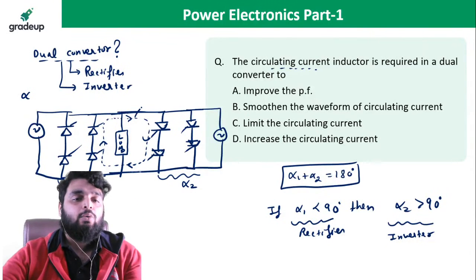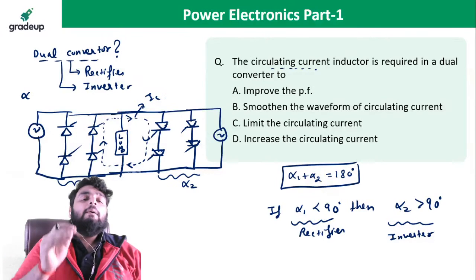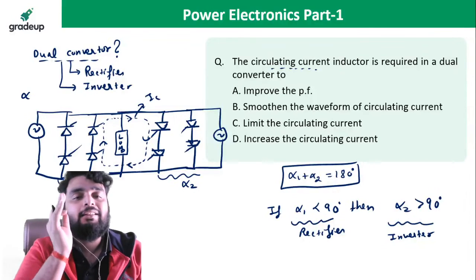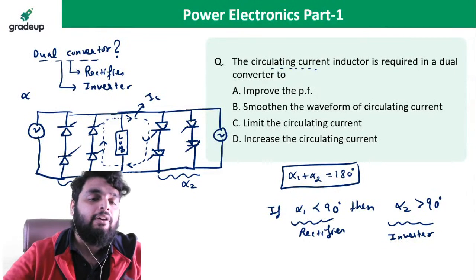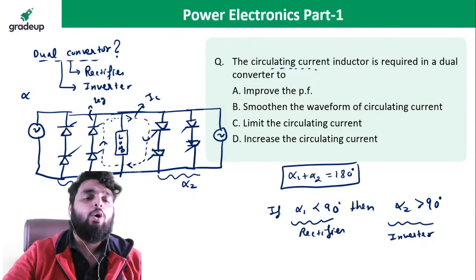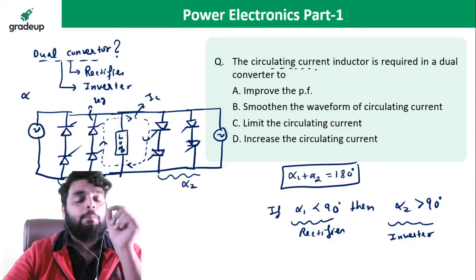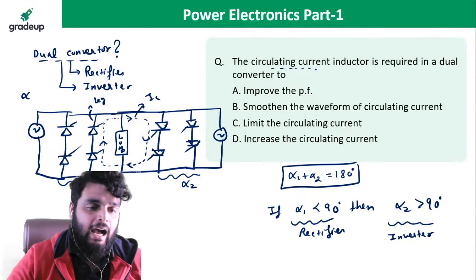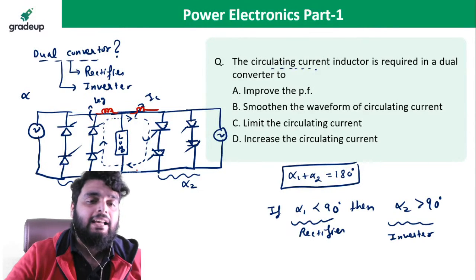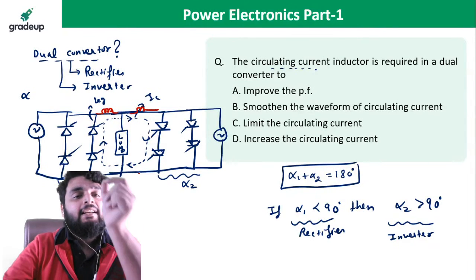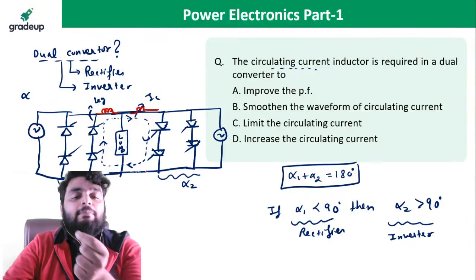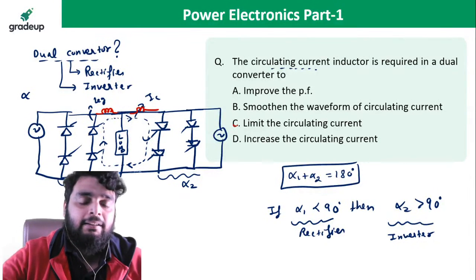Okay, and this circulating current is very dangerous. Why? Because if the circulating current flows in a thyristor, it will short circuit the thyristors and the whole leg will be damaged. The whole leg, this is the leg. This is the leg. The whole leg will be damaged. So I have to put an inductor here so that this circulating current can be reduced. This circulating current can be reduced to 0. So the answer is limit the circulating current.